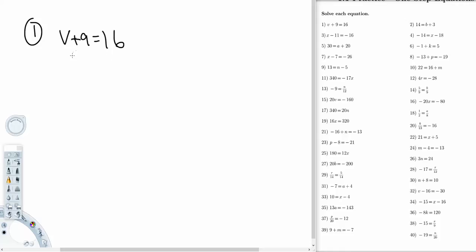So here there's a 9. We're going to subtract 9 from here, and we're going to subtract 9 from here. So V equals 16 minus 9 equals 7. And that is the answer.